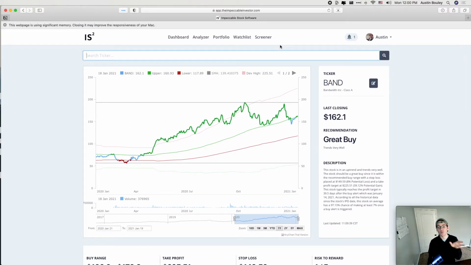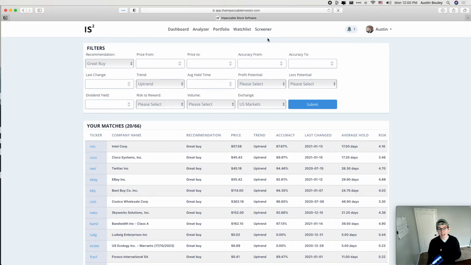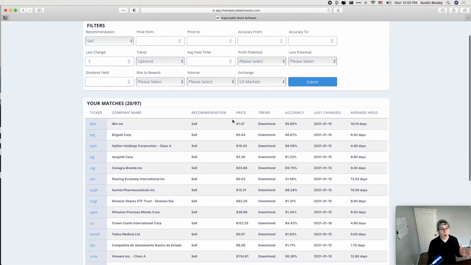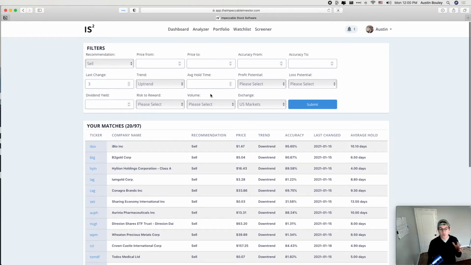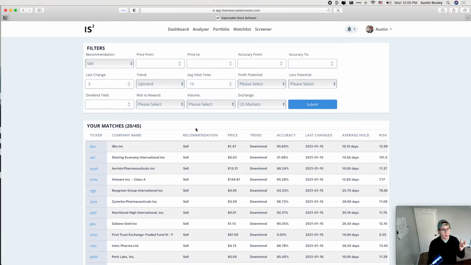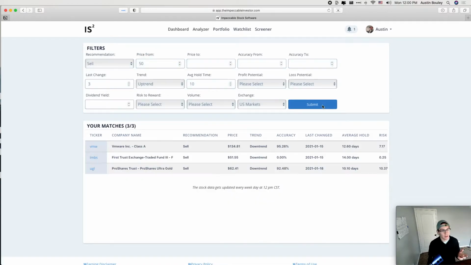Now, however, that's for call options. How do you use this for sell options? Well, it's easy. You go here to the stocks that have become a sell recommendation in the last, let's use the same criteria, 3 days. So what stocks have become sells in the past 3 days? Wow, we have 97 of those stocks. So let's filter down a bit further. An average hold time, let's say 10, right? So we want to make this trade happen fast. Now we're down to 45 stocks. Let's say the stock has to be at least $50. Let's see. Okay, here we go. Now we have 3 stocks. Here's a good list of stocks that we can compile.